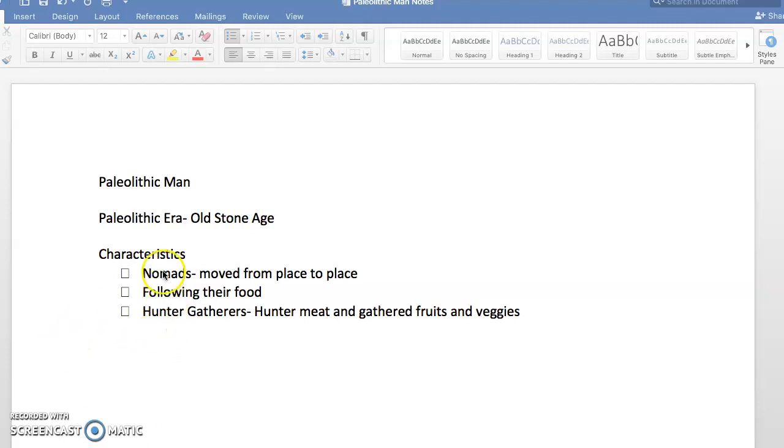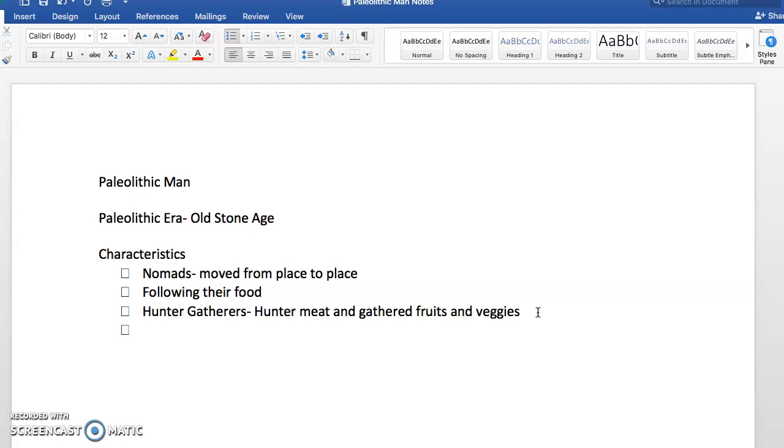The characteristics that they had is they were nomads and moved from place to place because they were following their food. Because they were hunter-gatherers. Hunter-gatherers eat meat from animals, and then they gather berries and vegetables. So from time to time, the animals would move or migrate from place to place, and we would follow them so that we would still be able to eat meat. And sometimes they ate all the berries or vegetables available in a place and had to move to a place with more fruits and vegetables so that they could continue to survive.